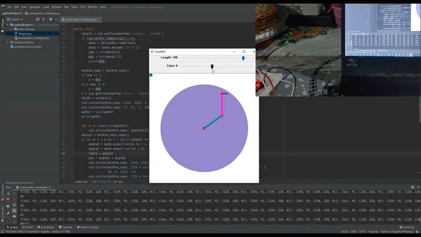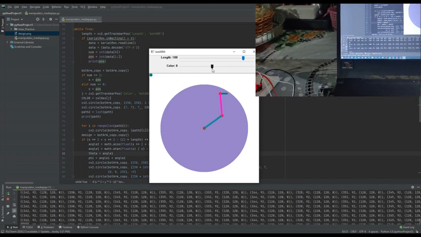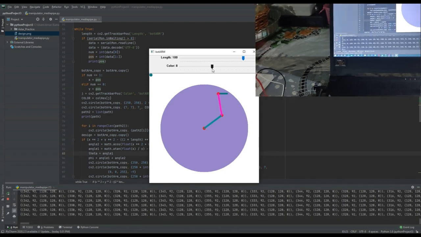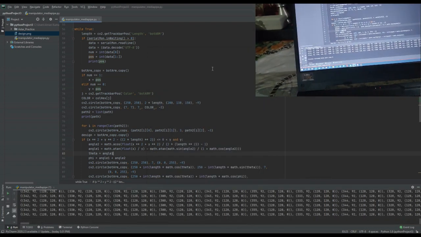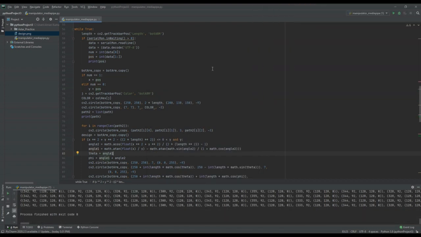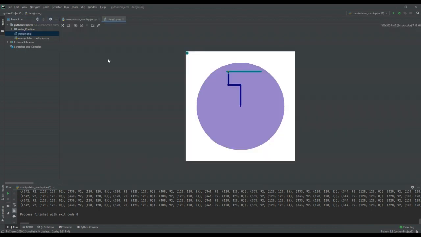In order to close the program, I just have to press Q and it will automatically close the program. So I'm pressing Q now. Now I'll show you the design which I saved earlier. So as you can see, we have successfully saved the design. Thank you.